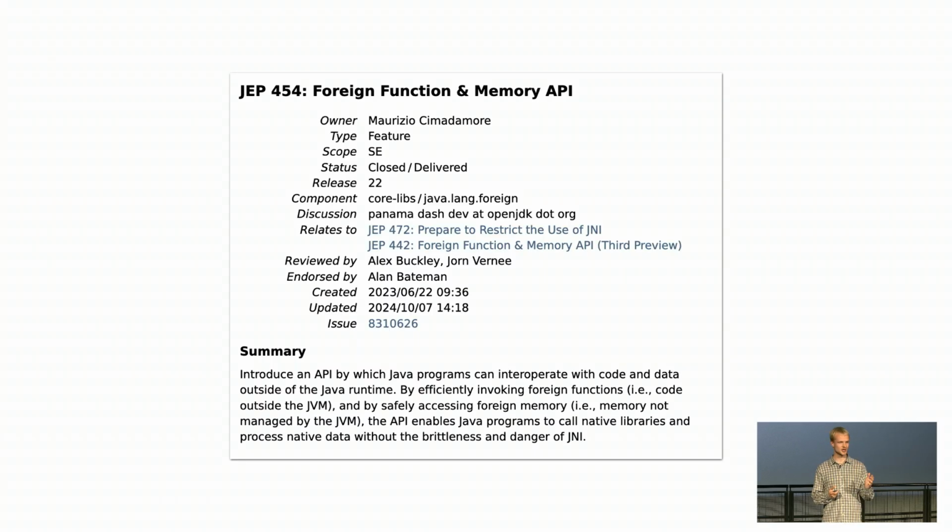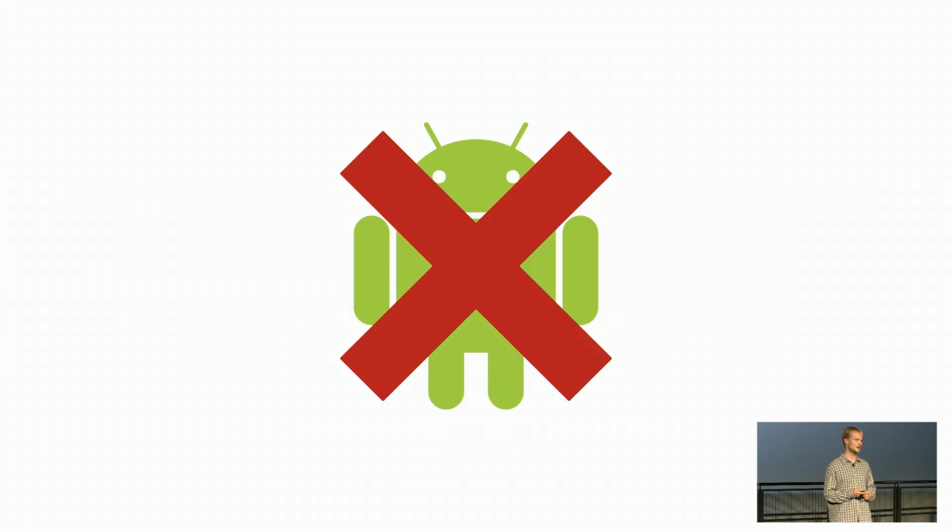Well, let's take a look at the JEP for the Foreign Functions and Memory API. We see that it was actually released in Java 22. Now, that's a quite recent Java release, which is fine for server platforms. You can probably update your Java version, no problem. But that means no Android support.